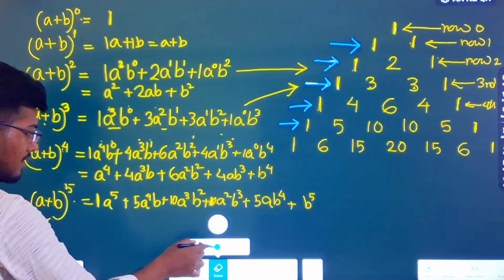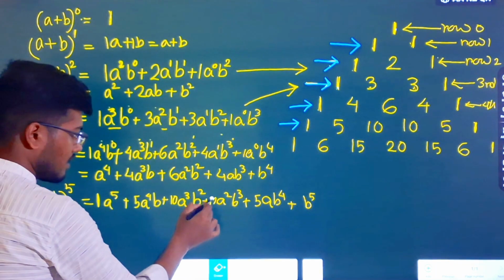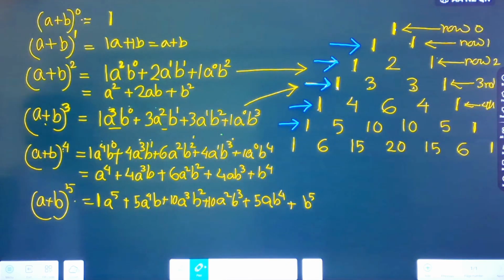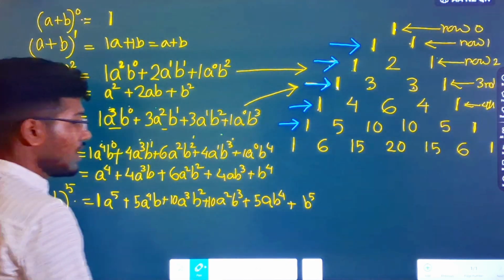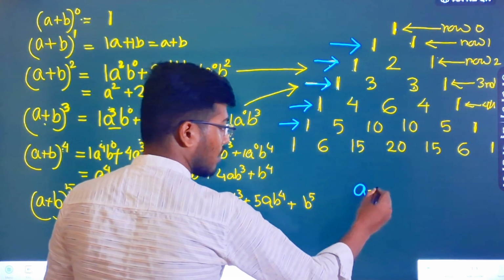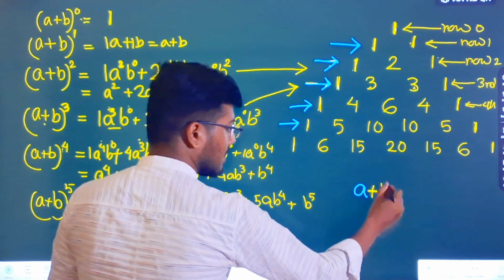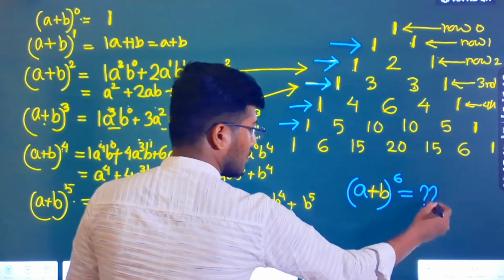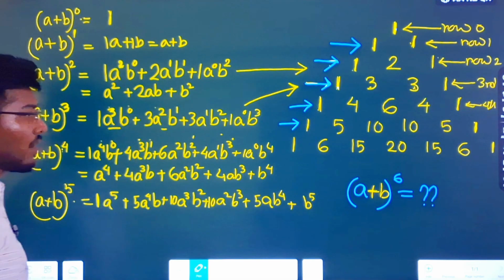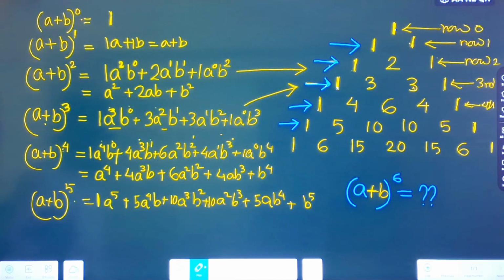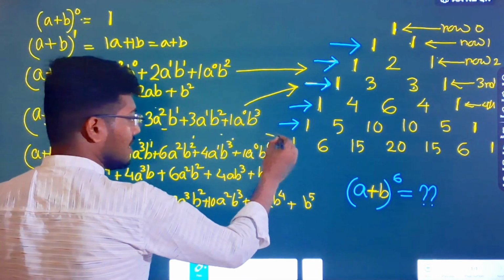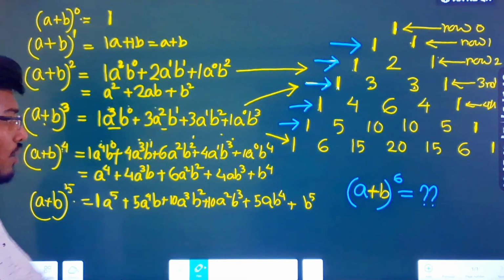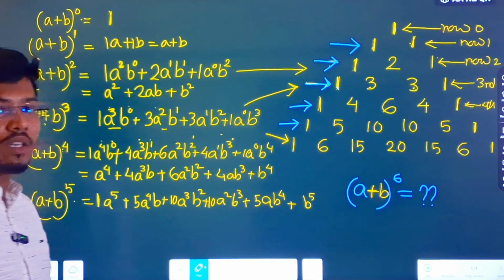In the next line, I will write 10. So your task is you have to find out (a + b) whole to the power 6. You have to find out what is the formula of (a + b) whole to the power 6. As a hint, I give you, use the 6th row. You use the coefficients of the 6th row to find out the formula.